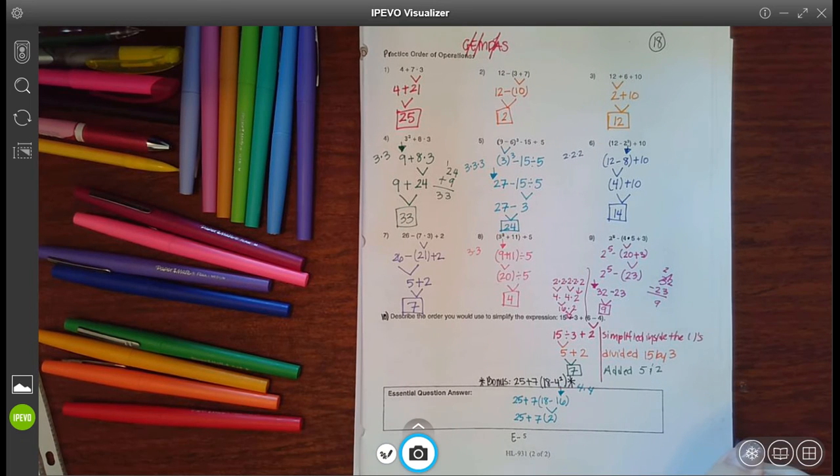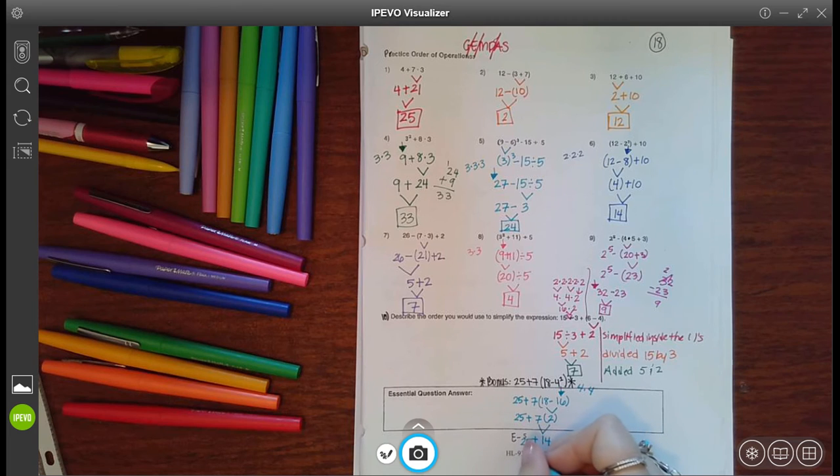And then it looks a little bit funky. Okay, when you have a number touching a parentheses with no sign between them, that means that they're being multiplied. Again, when there's a number touching a parentheses with no sign between them, that means that you are multiplying these two numbers. So this is saying 7 times 2, which is 14, plus bring down that 25.